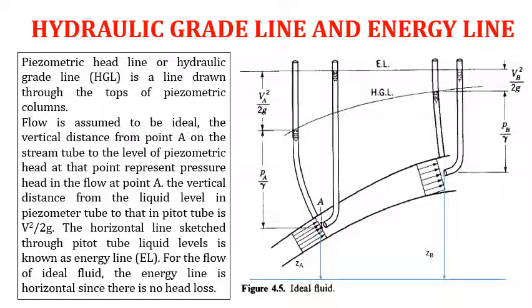Now if you join the liquid level in the piezometer tube, you will get hydraulic grade line. So hydraulic grade line actually represents static head, that is the sum of pressure head and elevation head. Now, as we know that pitot tube gives the total head, which is a summation of all the three heads, and we are considering ideal fluid. For an ideal fluid, the sum of energy should remain constant. According to Bernoulli's, the sum of energy head is constant at two sections. So ideal energy line will be horizontal, passing through the level of liquid in pitot tube.